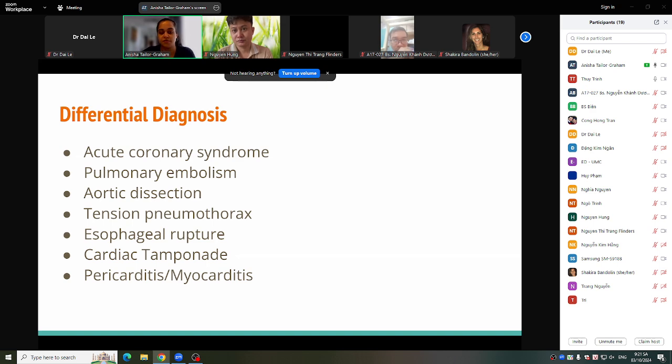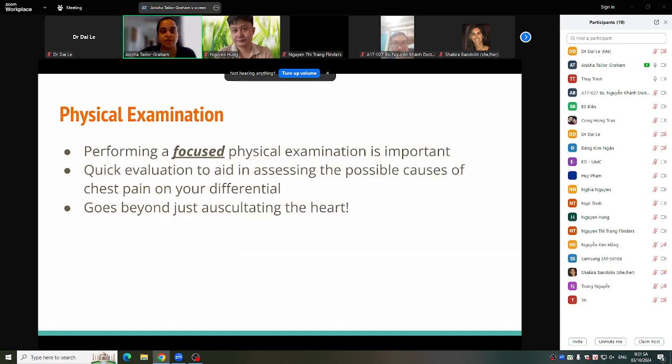Those are the main ones that we want to keep on our mind and try to rule out while we're evaluating the patient in the emergency department. So the physical examination, again, we want to make sure that we're always doing focused assessments of patients in the emergency department. So a quick evaluation to aid in assessing the possible causes of chest pain on your differential. And of course, we all know that this goes well beyond just auscultating the heart.